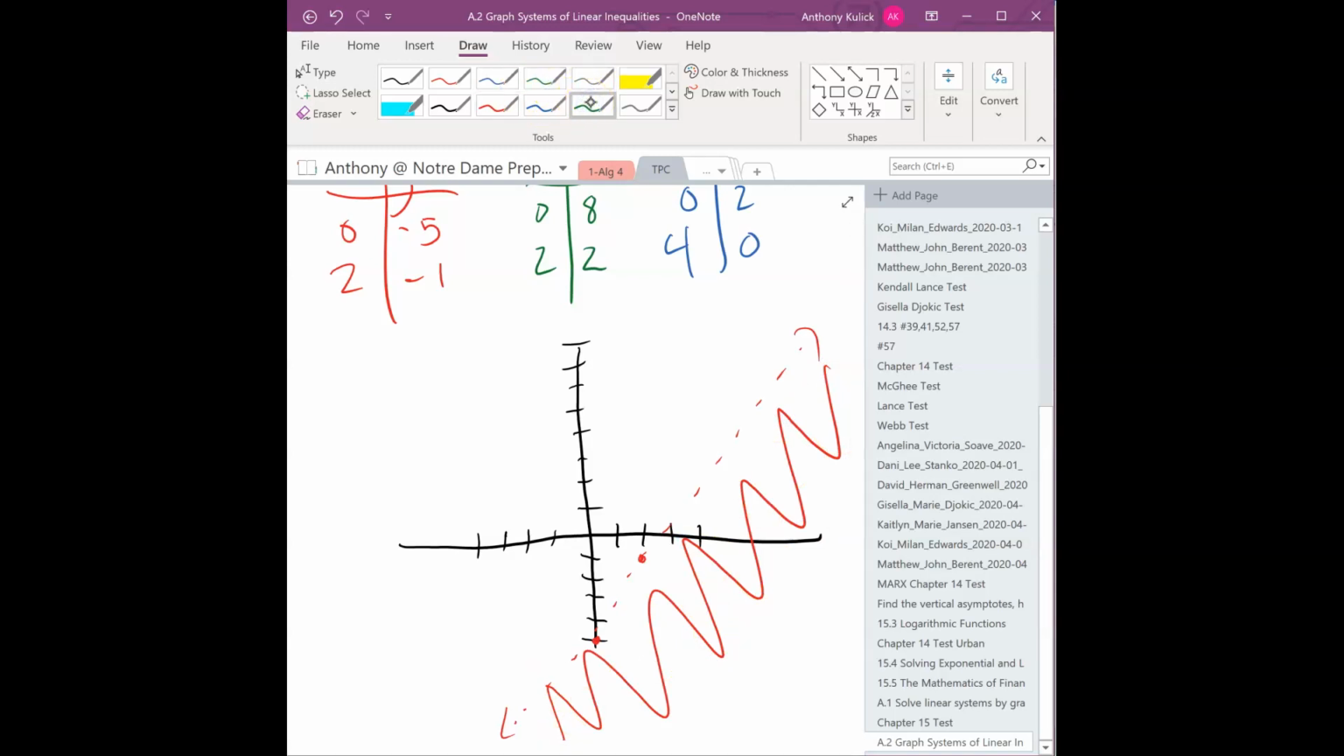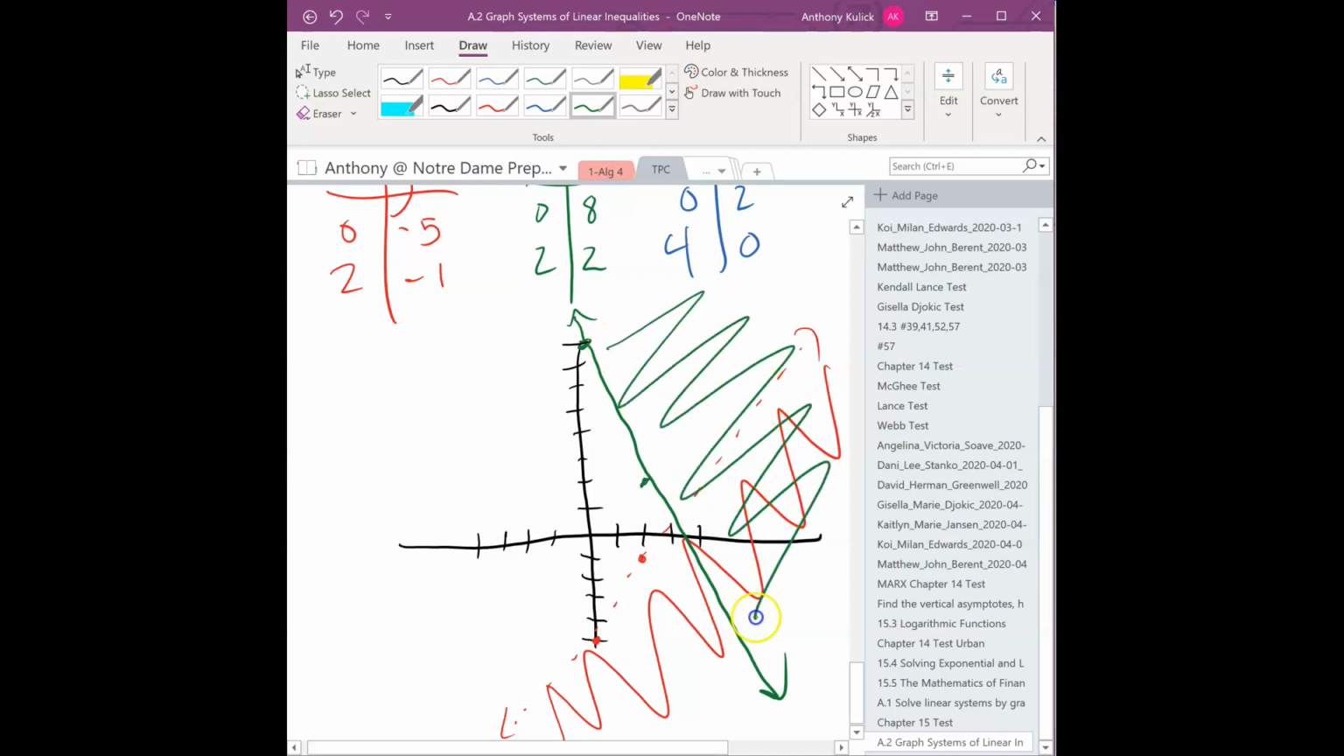Okay, do the green one next. So I have 0, 8, and then 2, 2. We said this would be a solid line, and here we should be shading above. And then the last one, 0, 2, and then 4, 0 is also a solid line, and here we should be shading below.